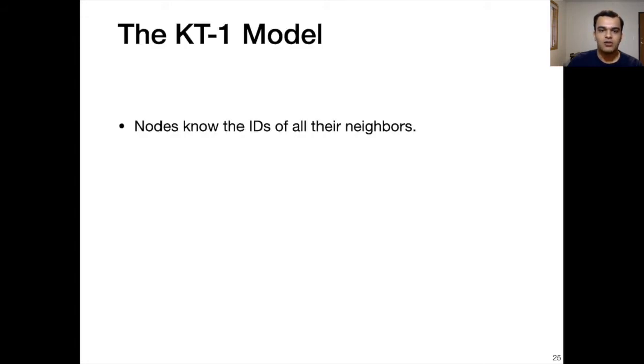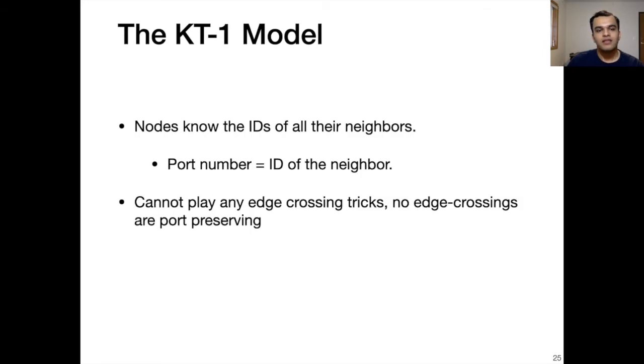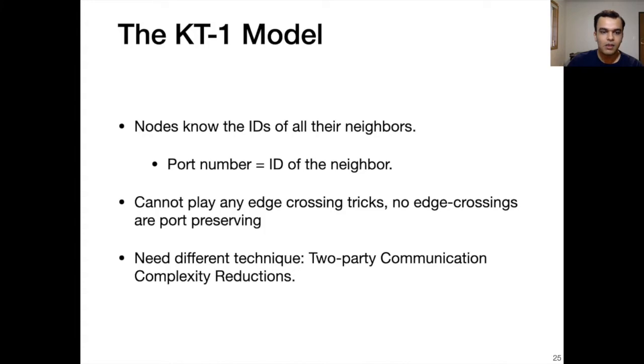Now we move on to the KT1 lower bound. In the KT1 model, the nodes know the IDs of all of their neighbors, and we can think of this as the port numbers being exactly the same as the ID of the neighbor that it connects to. In this case, we cannot play any edge crossing tricks precisely because the port numbers and the IDs have a one-to-one correspondence. In fact, no edge crossings can be port preserving. We need a different technique, and here we use two-party communication complexity reductions.